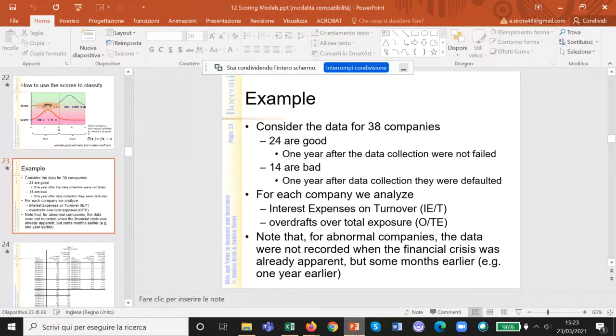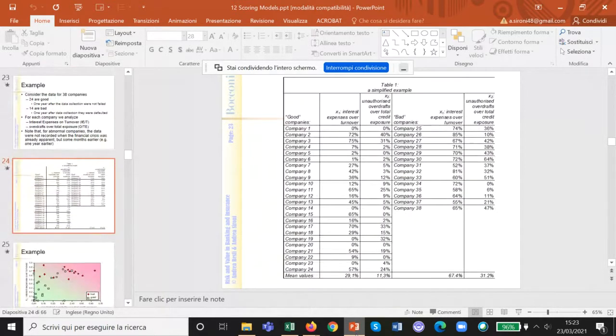And again, for simplicity, we only take into account two variables, as we did before. One is an accounting variable, interest expenses over turnover, and the other one is a behavioral kind of variable, i.e. overdrafts over total exposure, okay? Now, here are the values of these two variables for the 24 good companies, which are on the left, and the 14 bad companies, which are on the right.